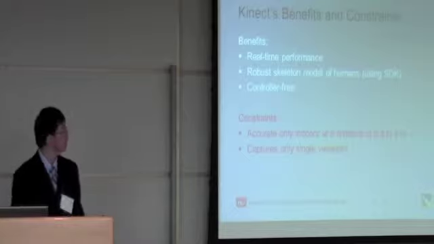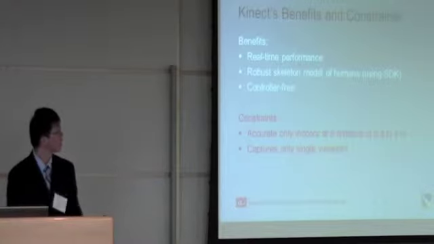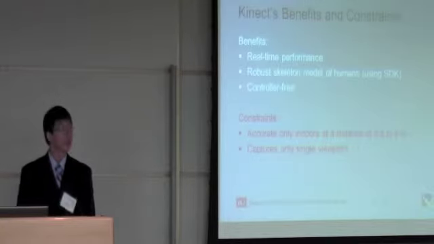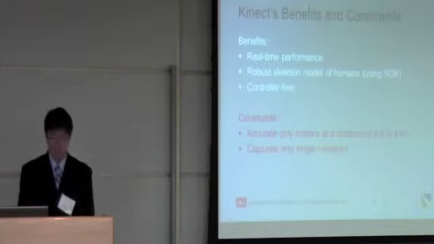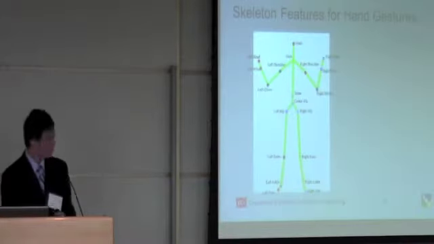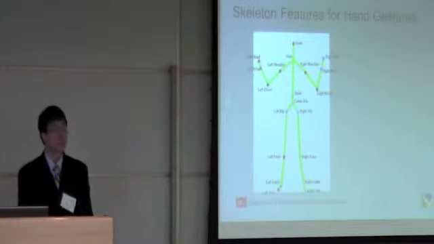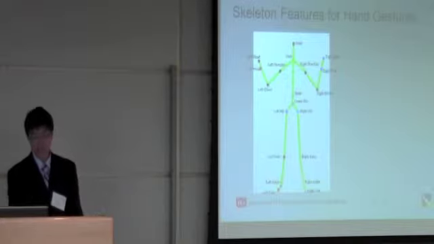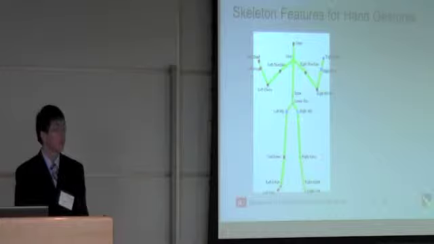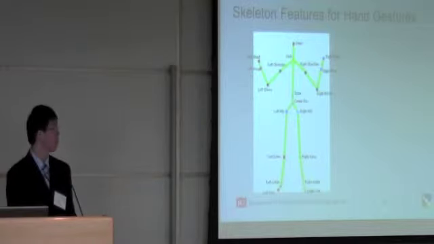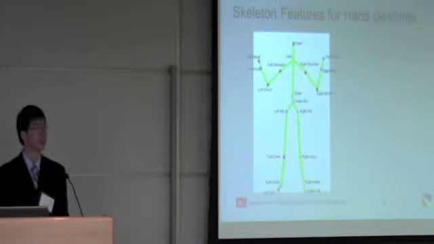Here are some benefits and constraints of KidNet. KidNet has real-time performance on a robust skeleton model of humans, and it is controller-free. However, it is accurate only indoor at a distance of 0.8 to 4 meters, and it captures only single viewpoints. Here is a typical 20-joint skeleton model generated by KidNet. As you can see, there are many joints, but most of our gestures are made by hands. So we decided to focus only on hand gestures.